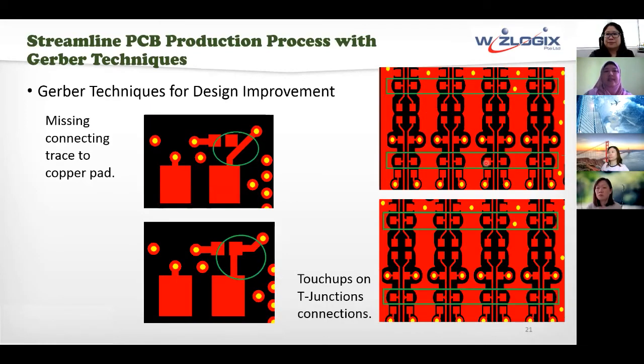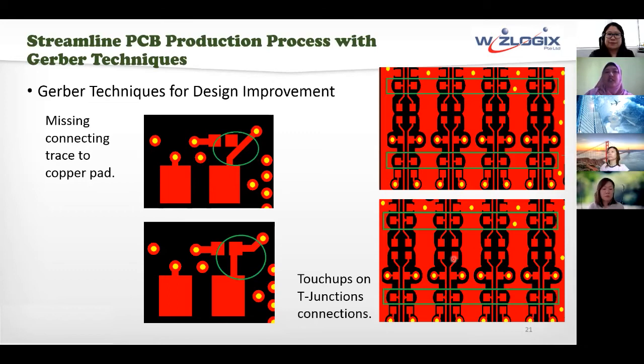And then we have the issue of missing connection from trace to copper pad. Even though in this picture the pad and the trace are somehow connected, we will try to improve it to make sure that it has a proper endpoint on the pad and connection to the next via.